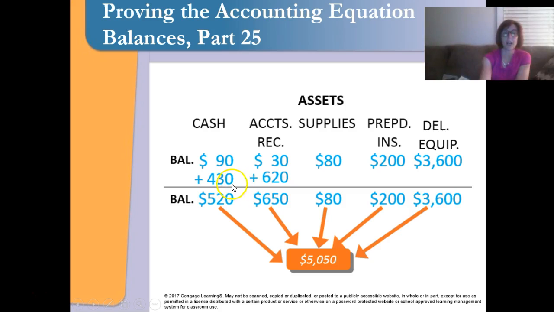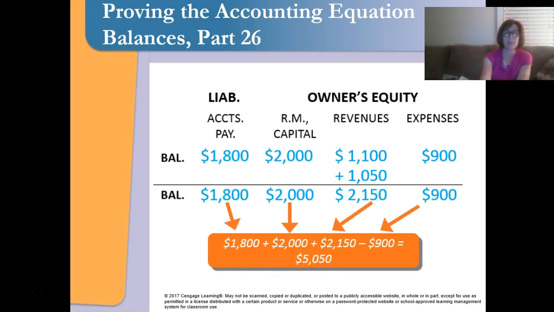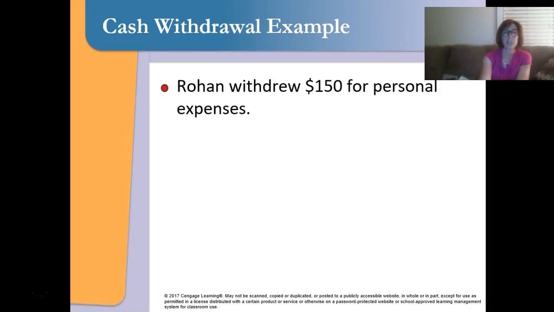Looking at our asset picture, we had 2 asset accounts increase as a result of the cash payment and the accounts receivable. And that gives us a total of $5,050 in assets. Similarly, our revenue went up by $1,050 as a result of that sale. And so the right side of our equation is now up to $5,050 as a result of that additional $1,050 in revenue. And I'm actually going to stop here and go on to the next video where we're going to talk about Rohan's withdrawals.